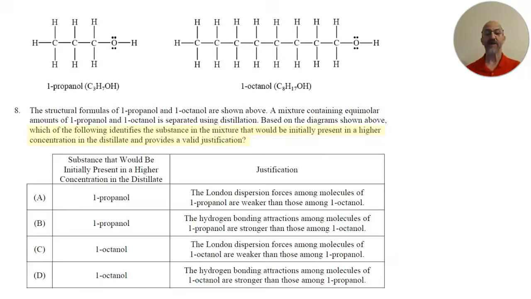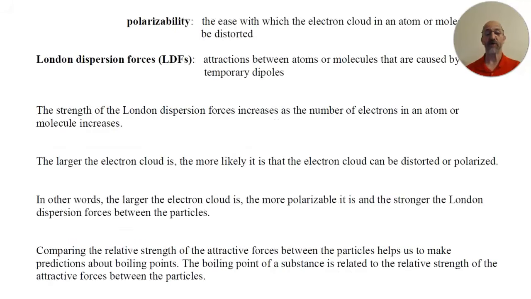So the first thing I'm going to do is show you something I had mentioned in my video for topic 3.1, specifically about London dispersion forces. So the strength of the London dispersion forces increases as the number of electrons in an atom or a molecule increases. And we can definitely see a different size of the electron cloud for 1-propanol and 1-octanol. So the larger the electron cloud is, the more likely that it is that the electron cloud can be distorted or polarized. In other words, the larger the electron cloud is, the more polarizable it is, and the stronger the London dispersion forces between the particles.